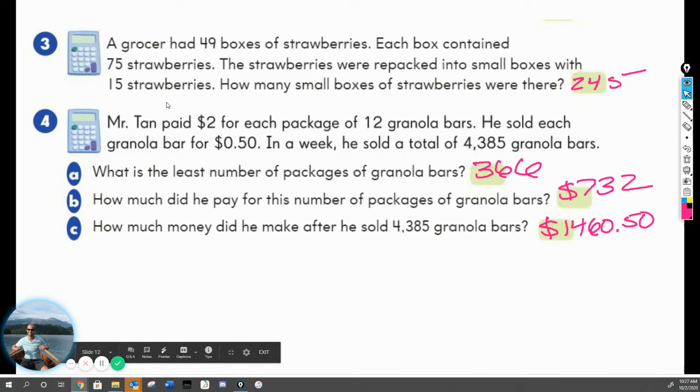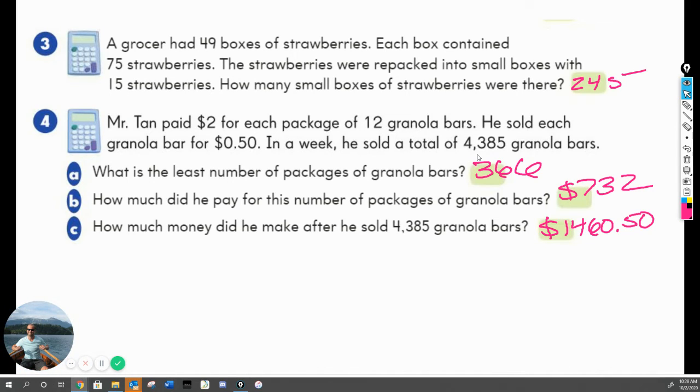All right, these are getting pretty wild already. Holy smokes. The grocer one, a lot of us probably do 49 times 75 and then divide by 15 right away. And that's going to give you 245. In this one here, you had to find out the number of packages. So you're going to do 4385 divided by 12, and you get like 365 something. So you have to round up to 366. At least I hope I did that right.